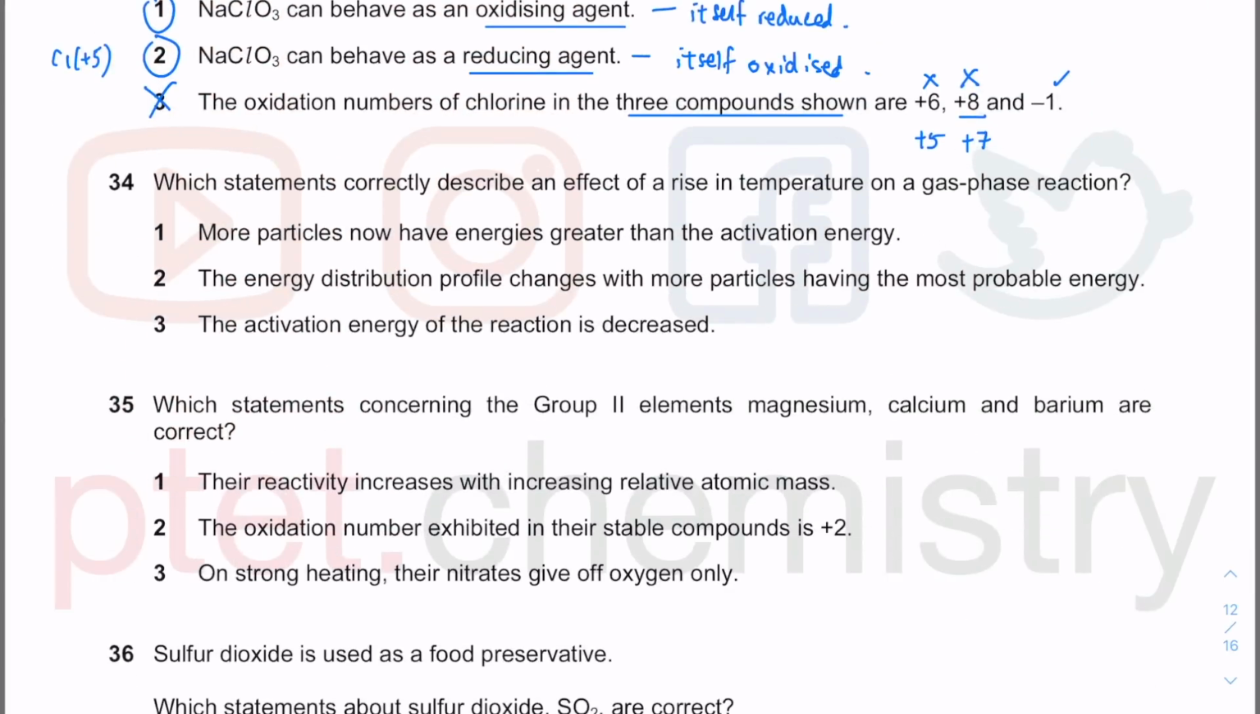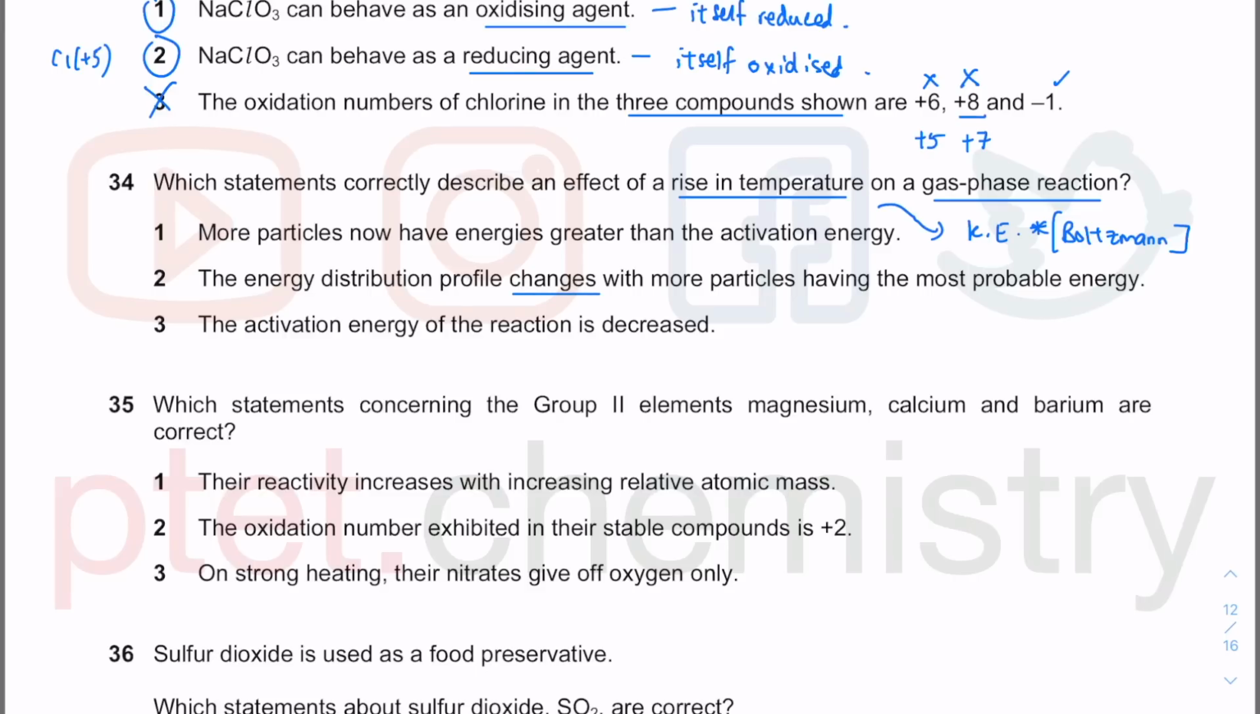Question 34. Which statements correctly describe the effect of a rise in temperature on a gas phase reaction? We know that temperature affects your kinetic energy. This is part of your Boltzmann distribution diagram, as well as kinetic particle theory. Okay, so in terms of number 2, the energy distribution profile changes.